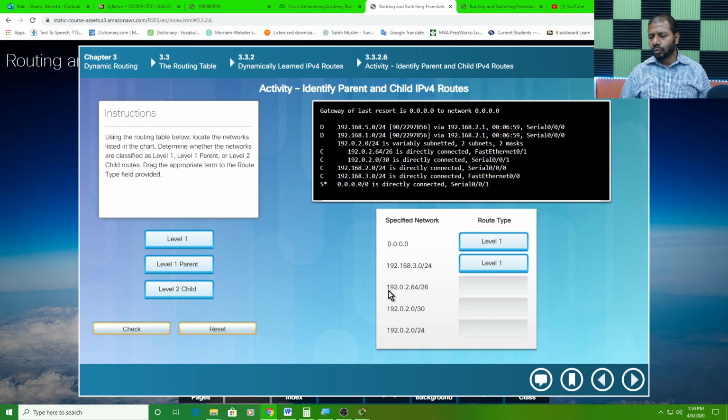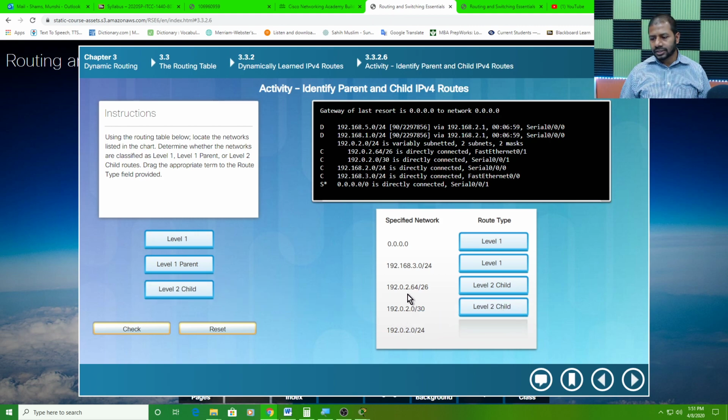How about this one, 192.0.2.64? 192 again is class C, and it has been subnetted from a 24-bit to a 26-bit mask. So it's a child. It has been subnetted, so it's going to be level 2. This /30 also has been subnetted. /24 should have been the default, so it's bigger than the default, meaning it has been subnetted. So it's level 2.